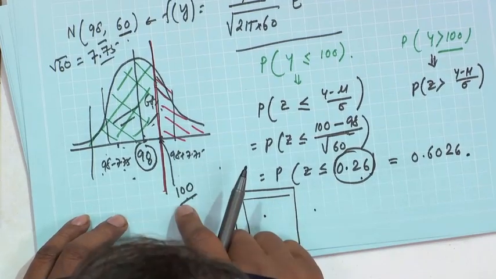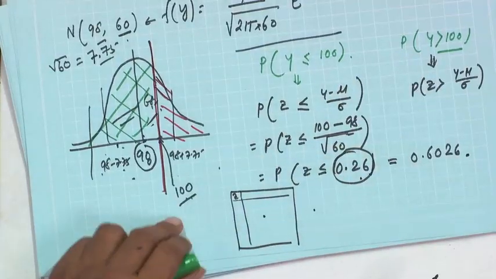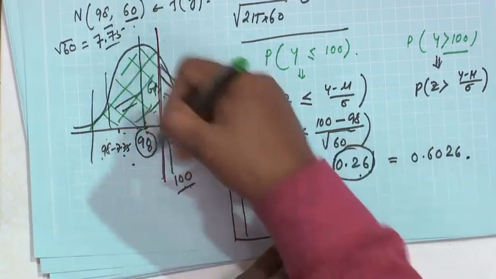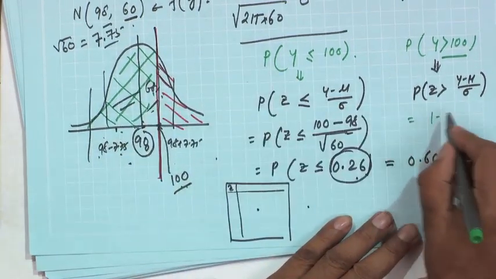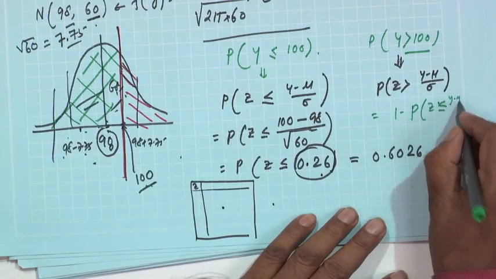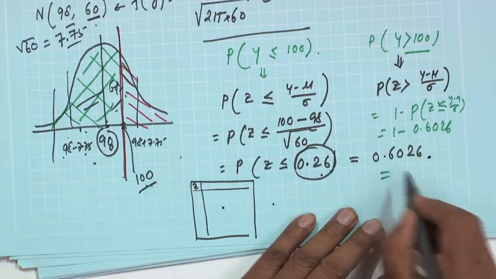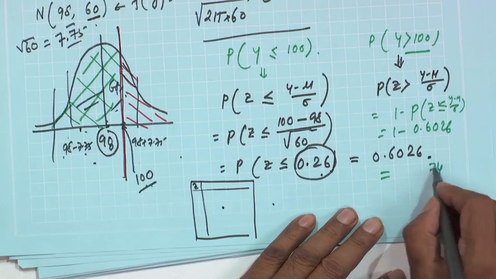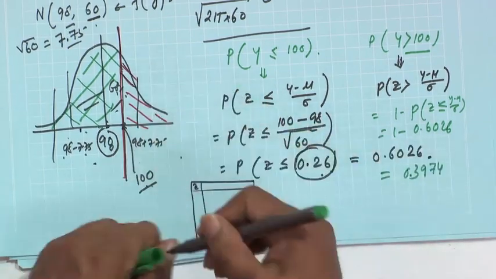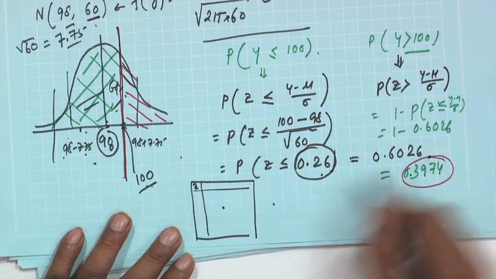That means the probability that the intensity level in the experiment will be 100 or less is this. Then what will this be? The total is 1, so this is nothing but 1 minus the probability that z is less than or equal to (y minus mu) by sigma. So, that means 1 minus 0.6026, which is 0.3974. So, the red colored area is 0.3974.